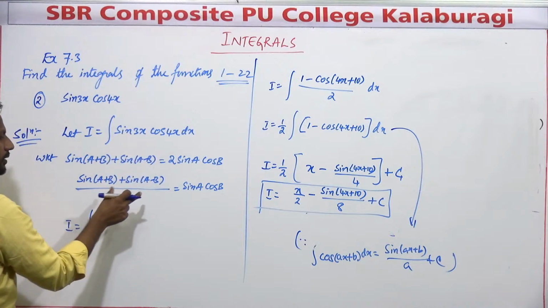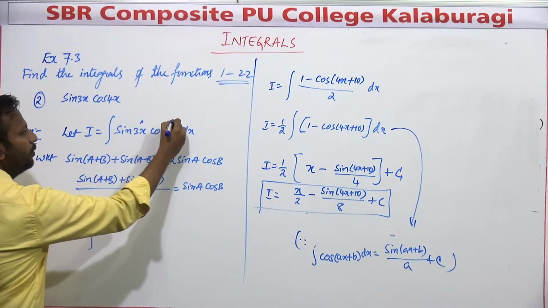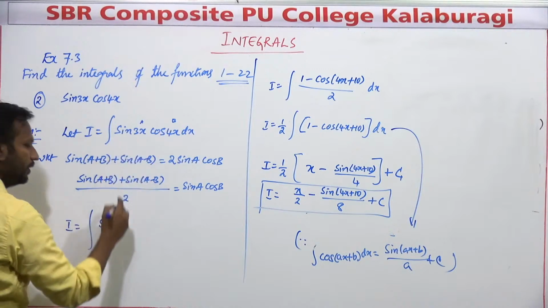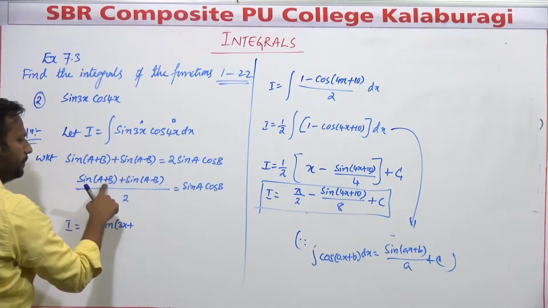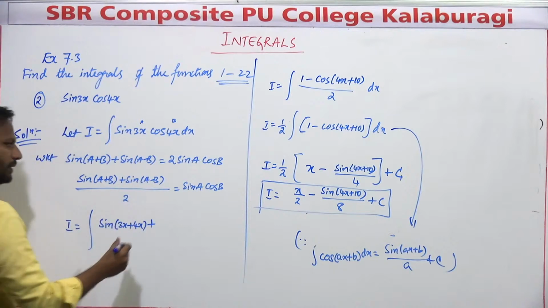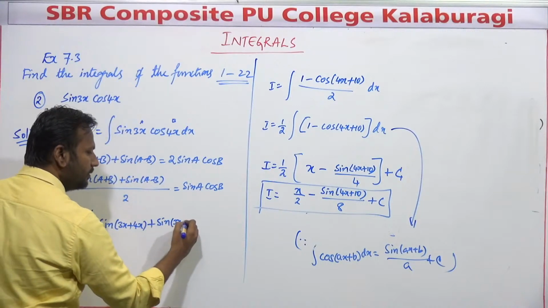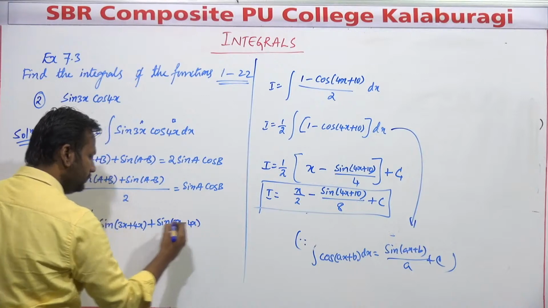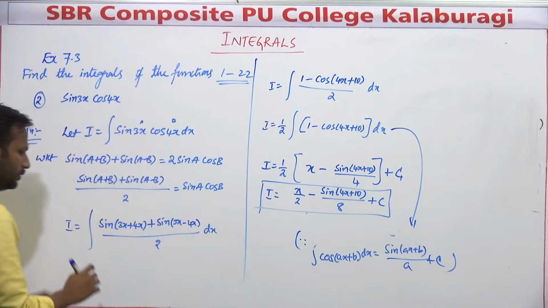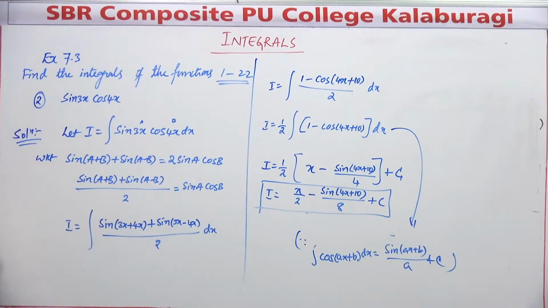So I is equal to the integral of this. I am going to convert it in this way. Instead of a what do we have? 3x. Instead of b what do we have? 4x. Apply here. So sin of a plus b, where a is 3x and b is 4x, plus sin of a minus b, the same thing, 3x minus 4x, whole divided by 2, with respect to x. Every time you should mention dx, compulsorily, since we are integrating with respect to x.